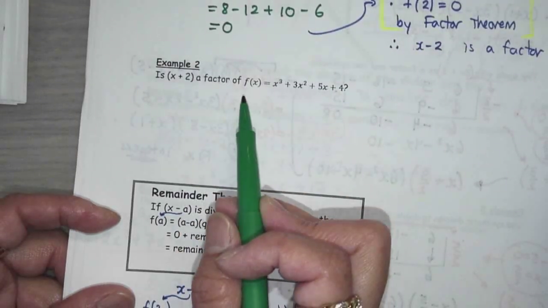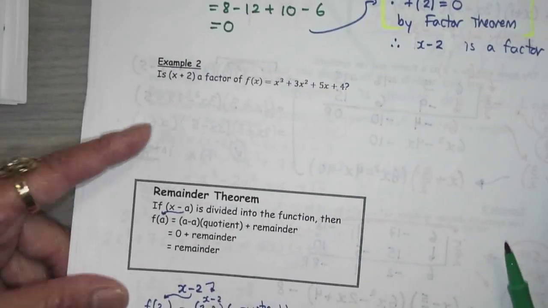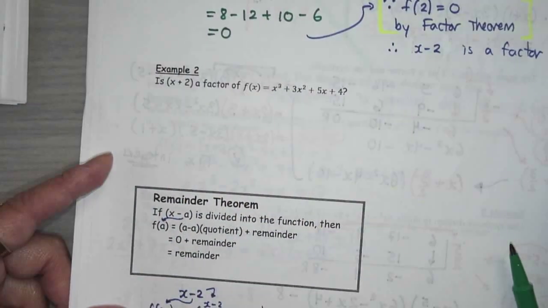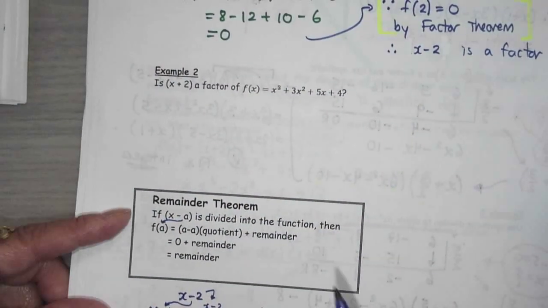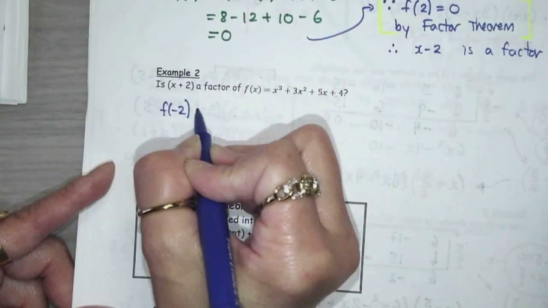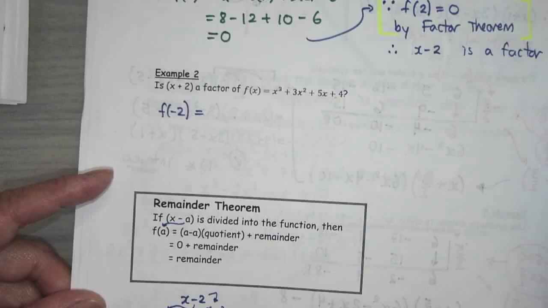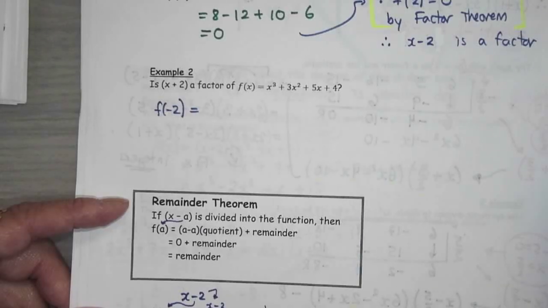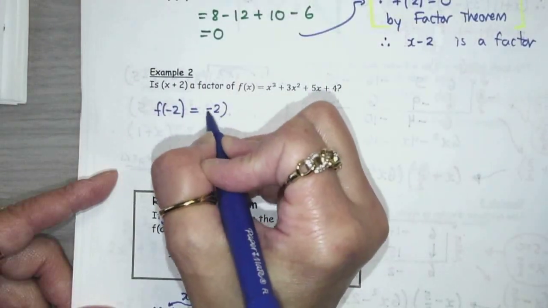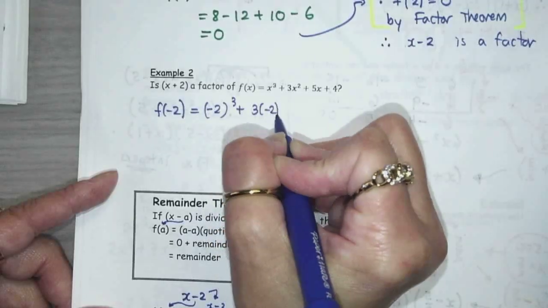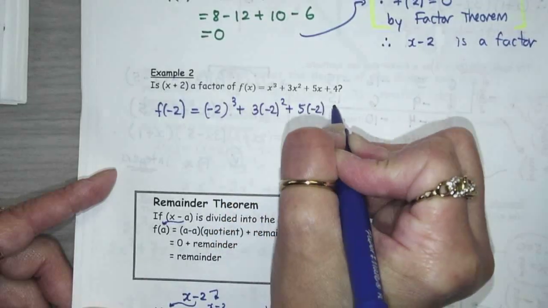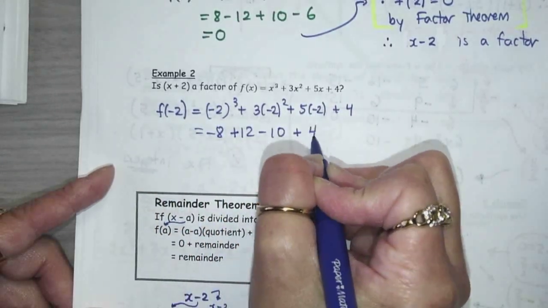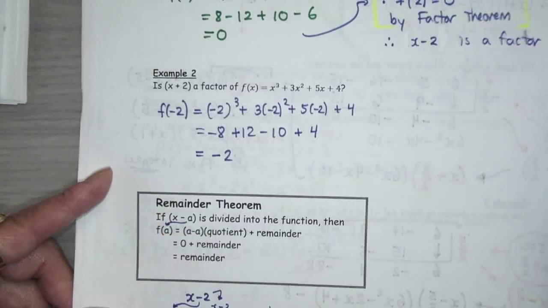Okay, so then I asked this question. Just going backwards one more time, and then we're going to go back and forth between the remainder and factor theorem. So here, is this a factor? We check it by thinking, if I sub it in, f at negative 2, the only way I know it's a factor is if it equals 0. If it doesn't equal 0, it's not a factor. So let's plug that in. Negative 2 cubed, 3 times negative 2 squared, 5 times negative 2 plus 4: negative 8, 12, minus 10 plus 4, and I get negative 2.